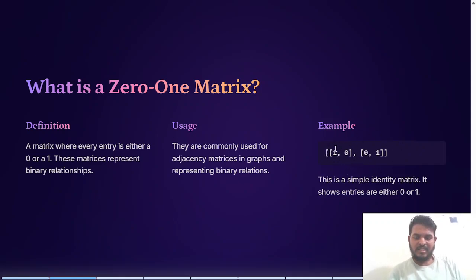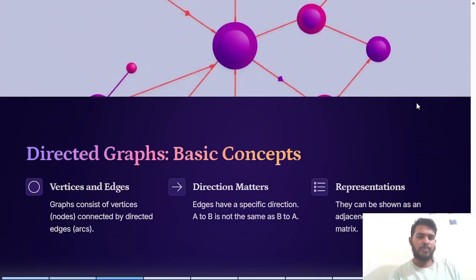As we can see here, there are two elements in a matrix, and inside the elements these are also in turn arrays. So 1 0 and 0 1, these are two elements of the outer matrix. This is a simple unitary matrix. It shows entries are either 0 or 1. So what are directed graphs?